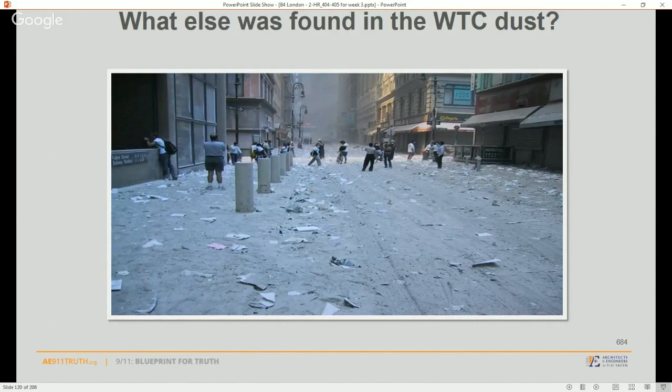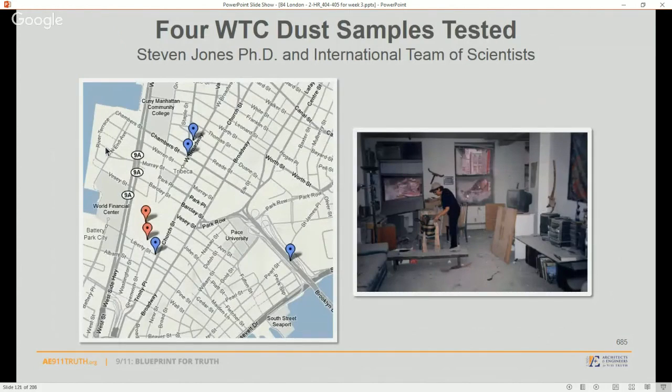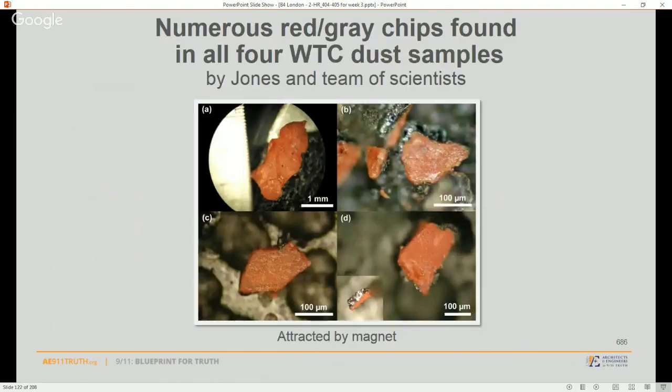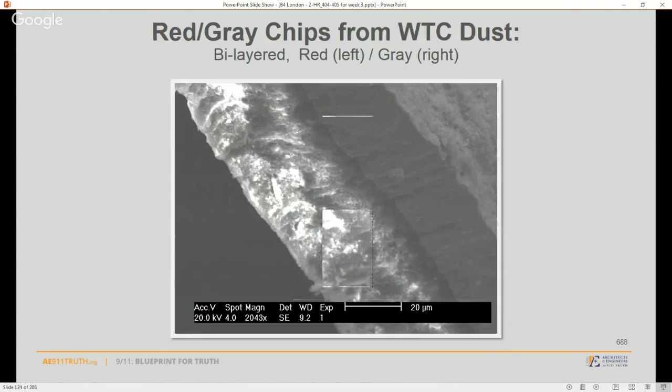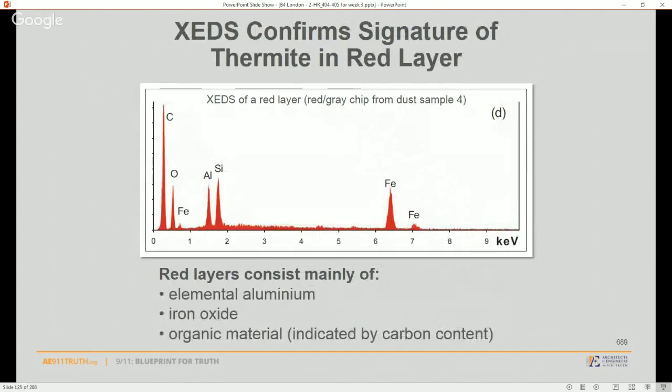Let's look at the World Trade Center dust, as did a team of international scientists led by Stephen Jones and Niels Harrit, who collected 7 altogether samples of this dust from donors in different areas. All of them, particularly the 4 that they focused on, had the same curious red-gray chips, about 1/16 of an inch long, like this one, multi-layered, red on one side, gray on the other. They zoom in to the red side, and what do they find? The elements of thermite, aluminum, iron in particular, but also silicon, oxygen, carbon.